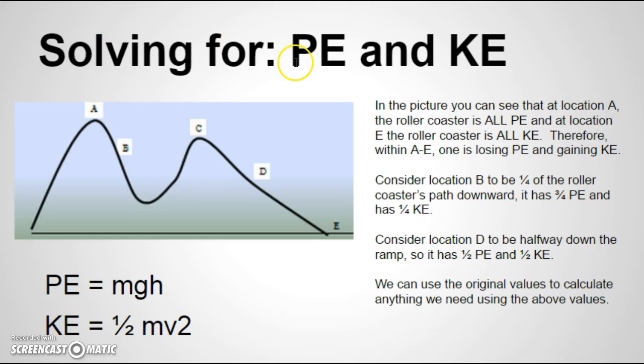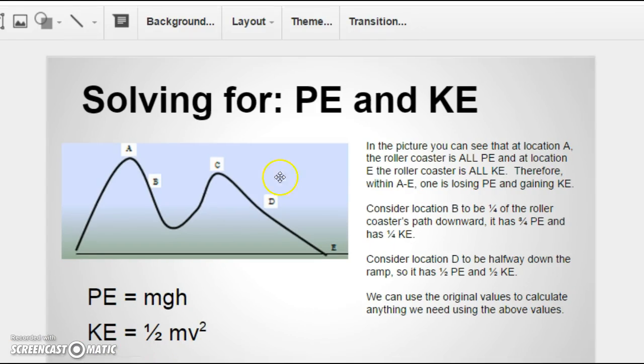So here goes. We're going to be looking at potential and kinetic energy, and we're going to be using the idea that potential energy is mass times gravity times height, and kinetic energy is 1/2 mv squared. So here goes, the explanation for the picture. In the picture, you can see that at location A, the roller coaster is all potential energy, and at location E, the roller coaster is all kinetic energy.